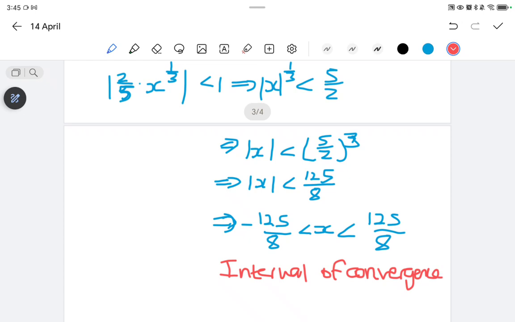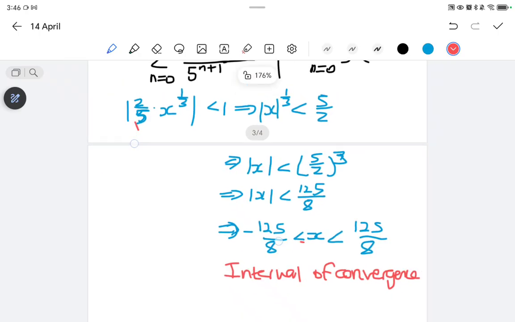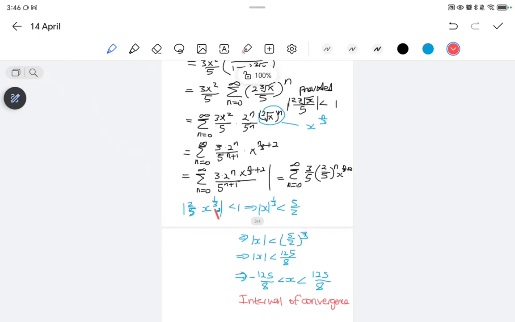Is it right? Matimba, can you please go up? I want to ask something. Here, the second last step, okay?